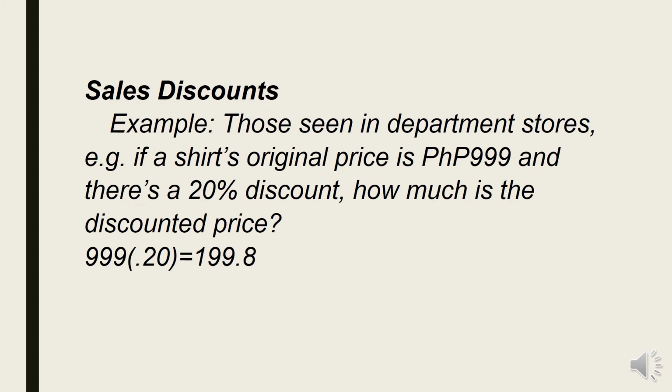Next is sales discount. Example, those seen in department stores, if a shirt's original price is 999 pesos and there's a 20% discount, how much is the discounted price? So just simply multiply the original price by the percent of discount, which is 20%. So multiply 999 by 20% or 0.20.